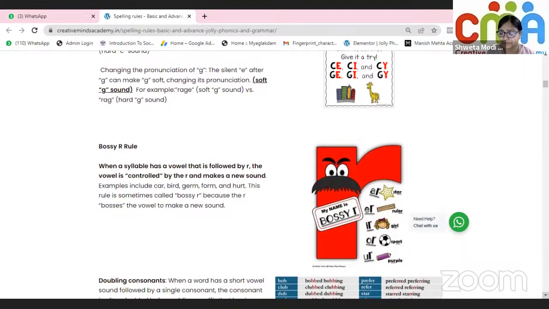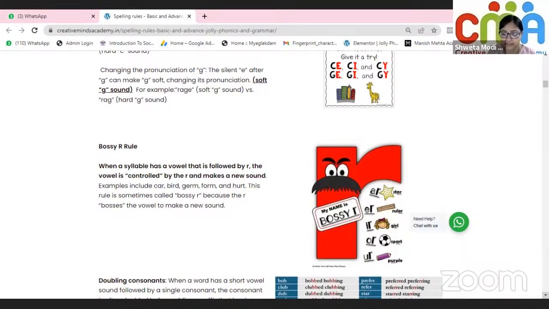Okay, it's hurt, bird, germ. So in this sound, U is not giving the short sound but it's giving a lazy sound. Okay, I-R, E-R, U-R. So the I is not giving its short I sound. Otherwise, B-I-R-D would be "bid". But is it "bid"? No, it's "bird". So R is controlling the short vowel sound and changing it to a new sound.